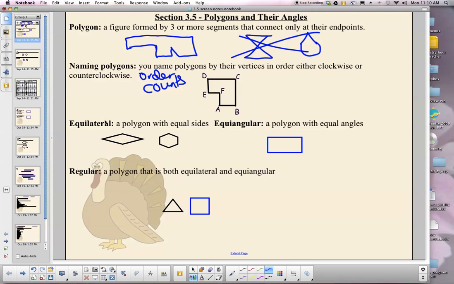Some kinds of polygons that you can have: there are equilateral polygons, meaning all the sides are congruent. In this case, this would be a rhombus. This would be an equilateral hexagon. Equiangular means the polygon simply has to have all angles congruent. So a rectangle would be a good example of equiangular.